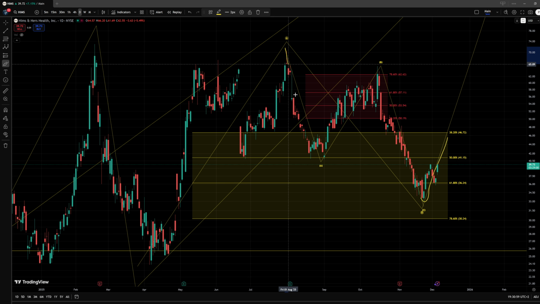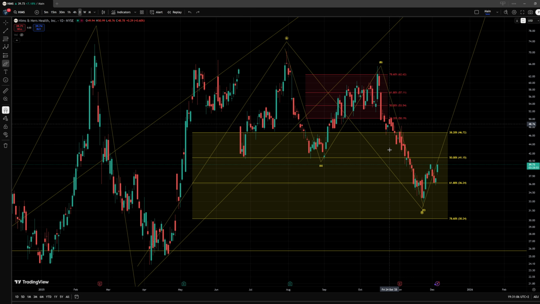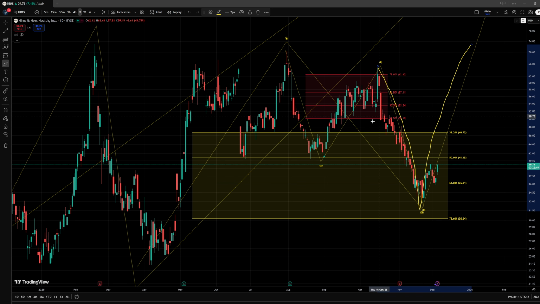We have been tracking this structure to the downside even before forming this wave B top. We were looking for another low within this area of support, and we now have a complete structure and we are looking for the reversal to the upside to new all-time highs.